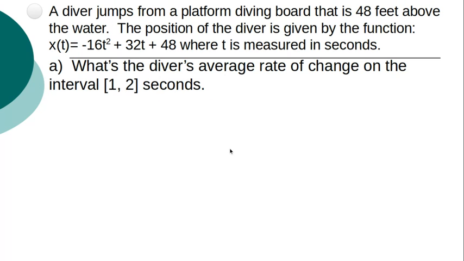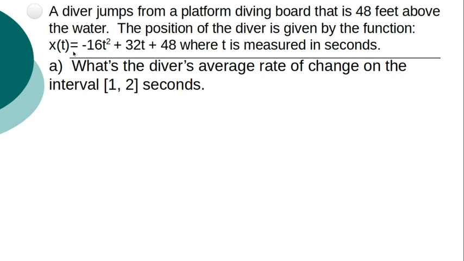So here we have a diver who jumps from a platform diving board that is 48 feet above the water. The position of the diver is given by this function. And this is a popular physics type function, but we're doing our problem in feet and seconds, not in meters. So it's a little different than something you might see. All right. But we've got our negative 16t squared plus 32t plus 48.